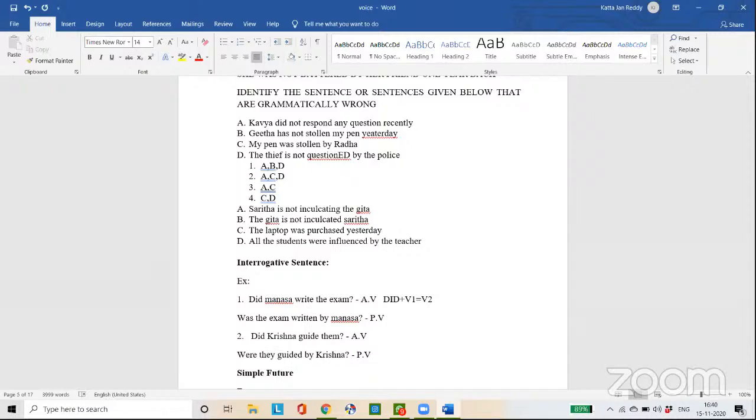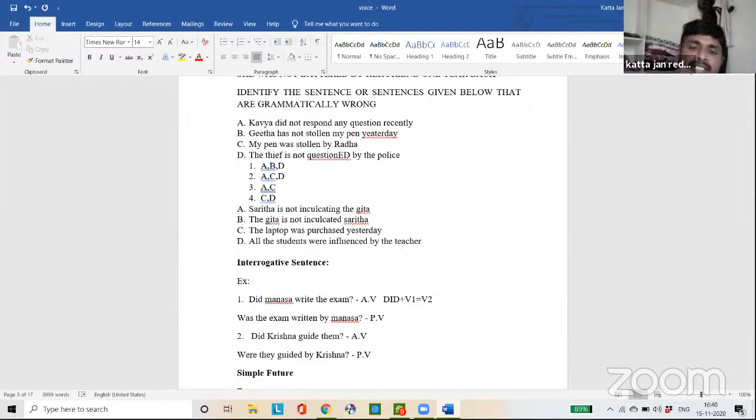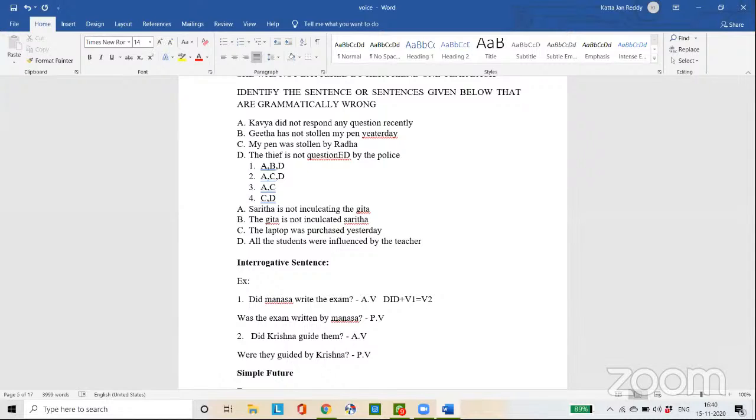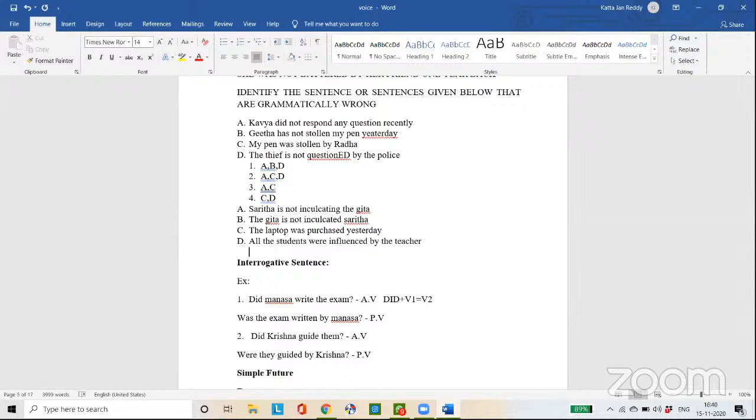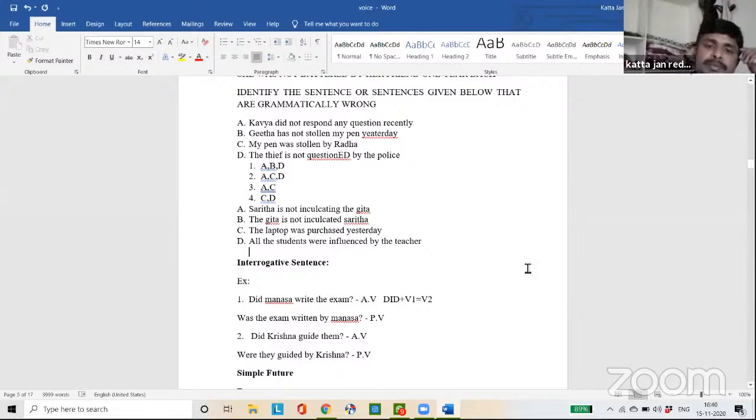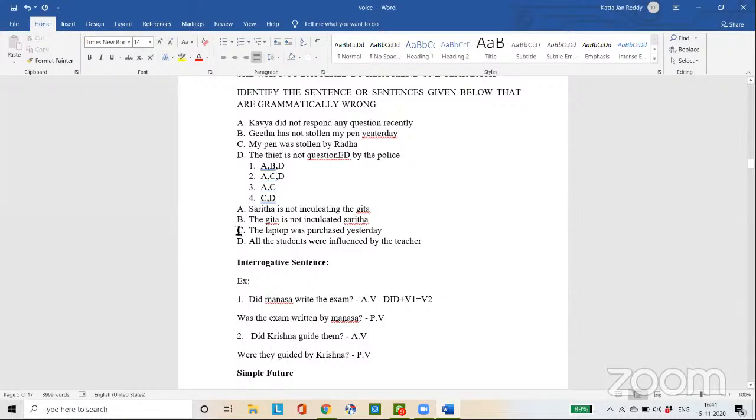C, D. The Gita is not inculcated Sarita. Is it a grammatically correct sentence? A is correct, sir. CD is also correct. ACD. Yes, sir, ACD is the right answer. CD also correct, grammatically correct. Yes, absolutely right.